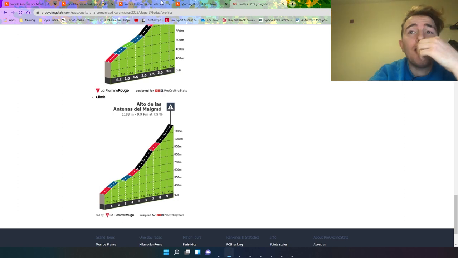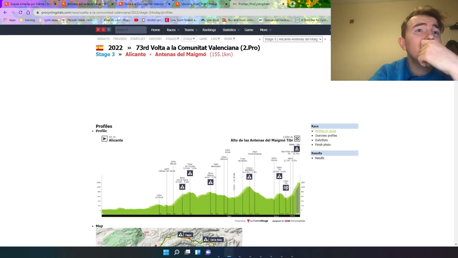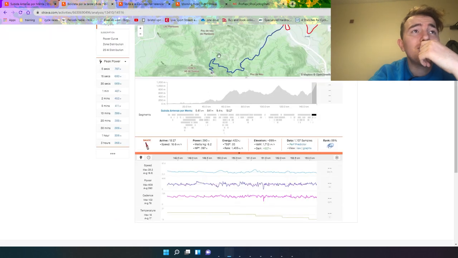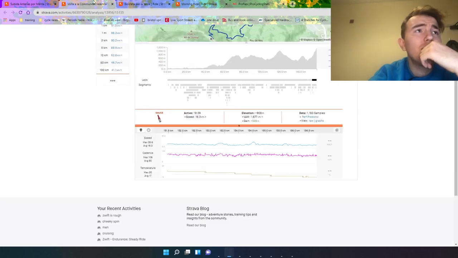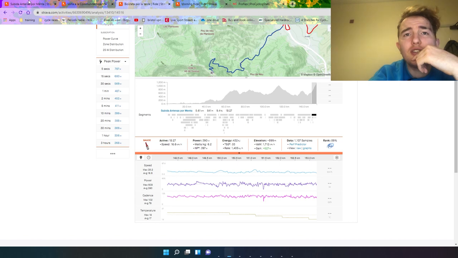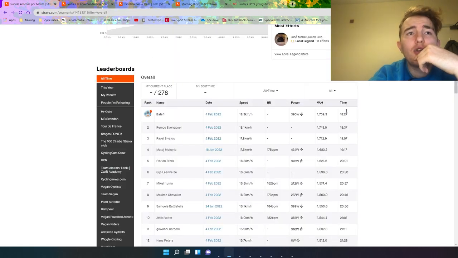Now, we can look at some power data as well, but I don't know how useful that is because this is the end of the stage here. This is the end of the stage. So this is the segment here. So you can see that Remco climbed about the same speed as Valverde.